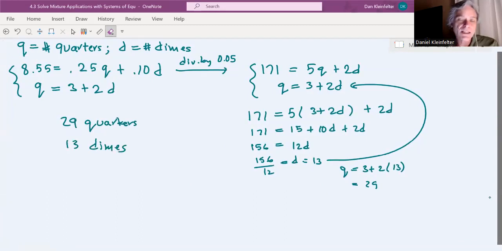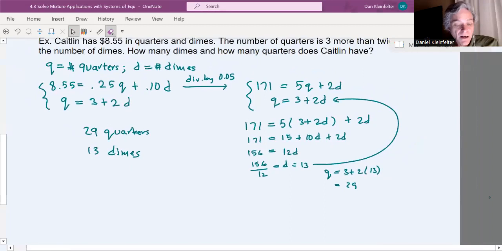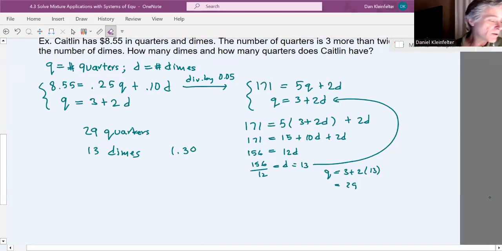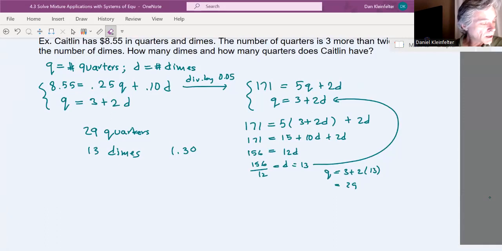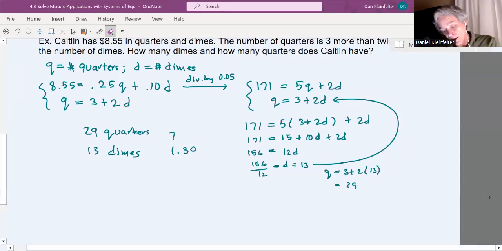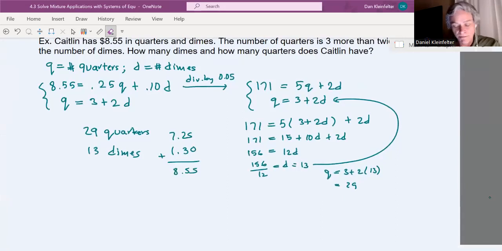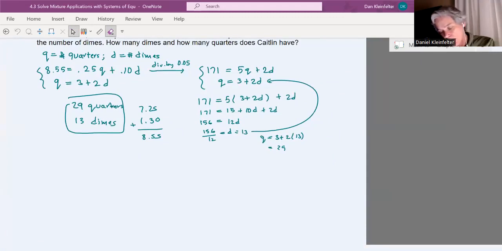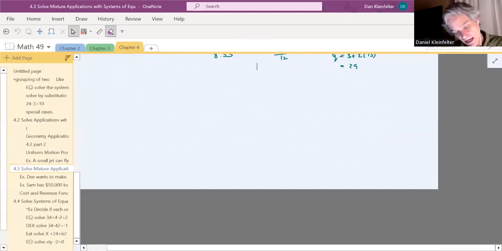Okay, and then just for fun, let's double check and make sure that that works out. Here, of course, the number of quarters, that's 29, is 3 more than 2 times 13. Let's check the dollar amount. 13 dimes works out to be $1.30. And then 29 quarters works out to be $7.25. And then if you add that together, you are going to get the 855 that we started with. So that checks out. Sometimes it's a good idea to check these things and make sure that they work. Okay, that takes us to the end of our coin problem. So let's see what we've got next.